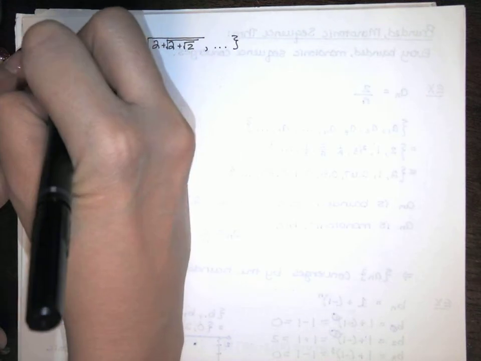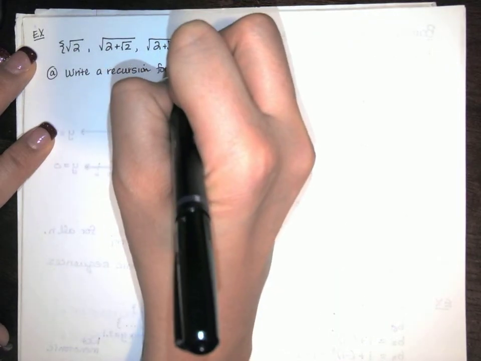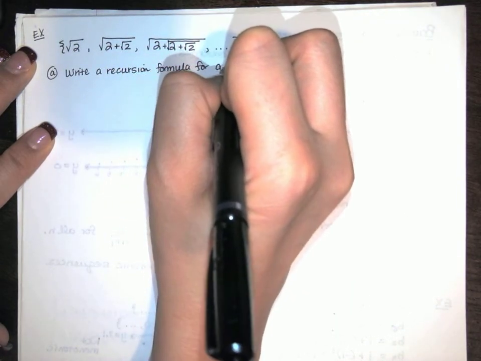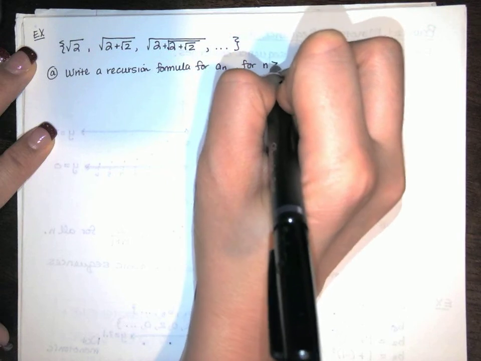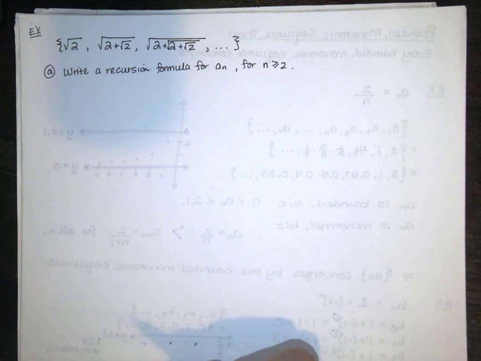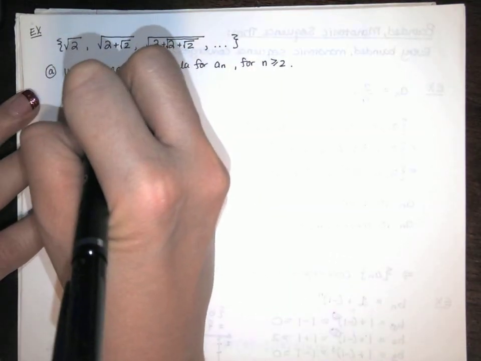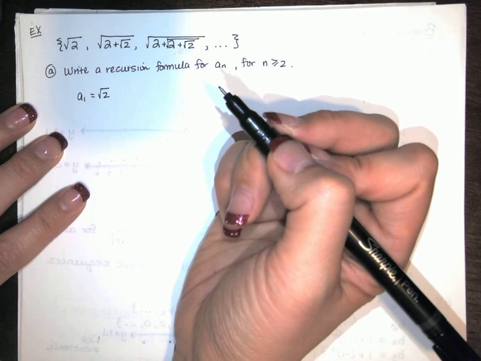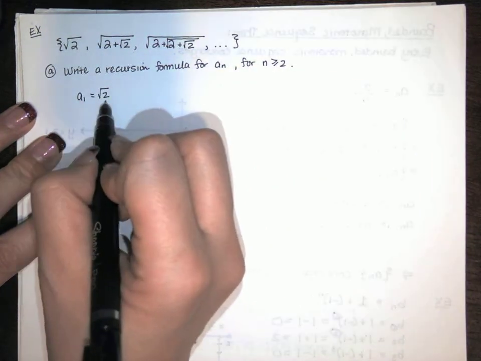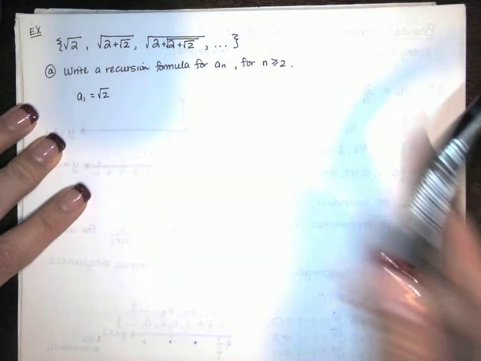So the first thing it asks us to do is to write a recursion formula for a sub n, for n greater than or equal to 2. Well, the way recursion formulas work, usually you have to have somewhere to start. So someone's going to give you a sub 1 is the square root of 2. And then we're going to say, okay, how do we get from a sub 1 to a sub 2? You notice that a sub 1 is right here.